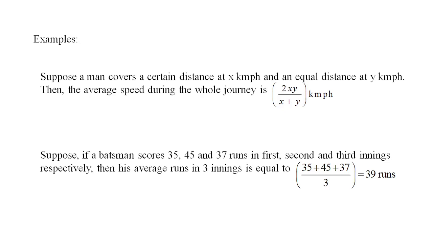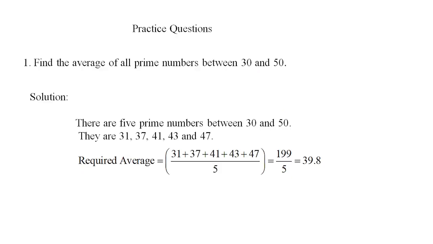Suppose there is a man and he scores 35, 45 and 37 runs in first, second and third innings respectively. Now, in all these three innings, his average runs will be what? In first inning 35, second inning 45 and third inning 37, divided by 3. Average will be 39 runs. In 3 innings, the batsman will score an average of 39 runs. Without wasting time, it is better to move on with the questions.